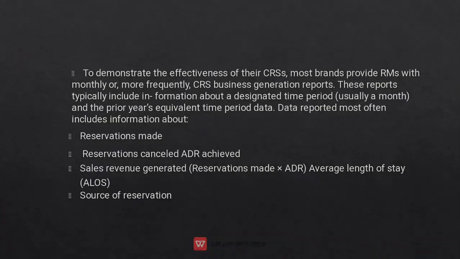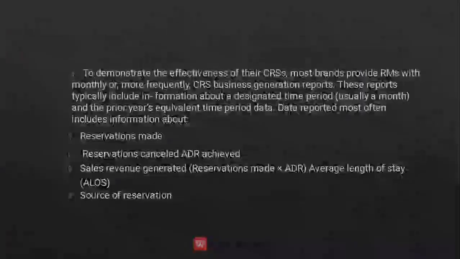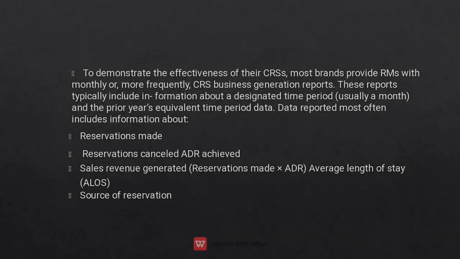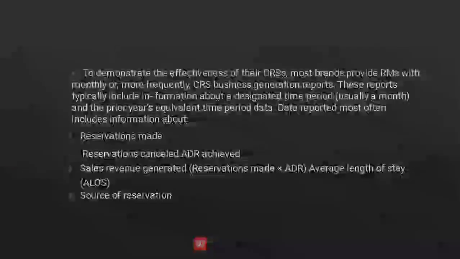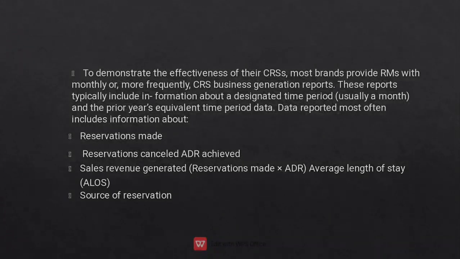To demonstrate the effectiveness of their CRS, most brands provide RMs with monthly or more frequent CRS business generation reports. These reports typically include information about the designated time period, usually monthly, and the prior year's equivalent time period data. The data reported most often includes reservations made, reservations canceled, ADR achieved, sales revenue generated (reservations made times ADR), average length of stay, and source of reservations.